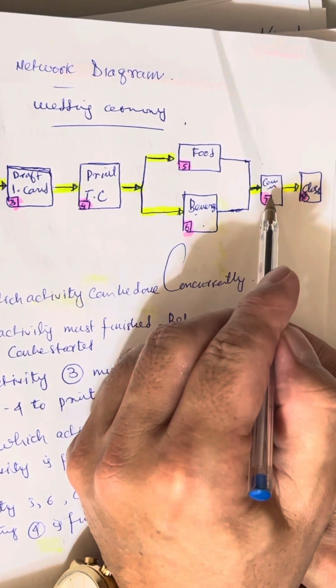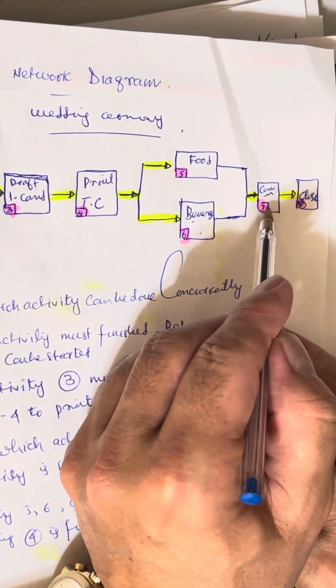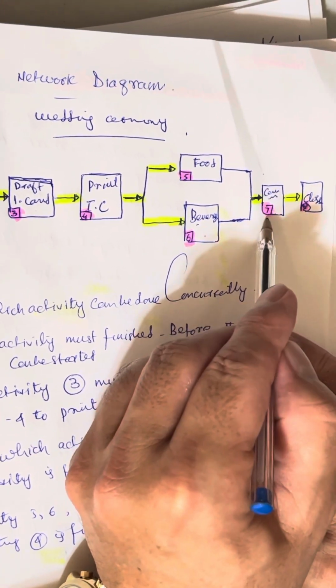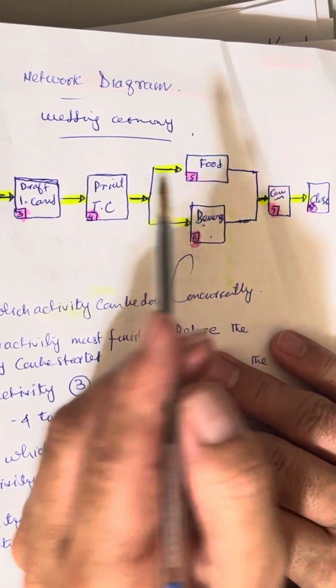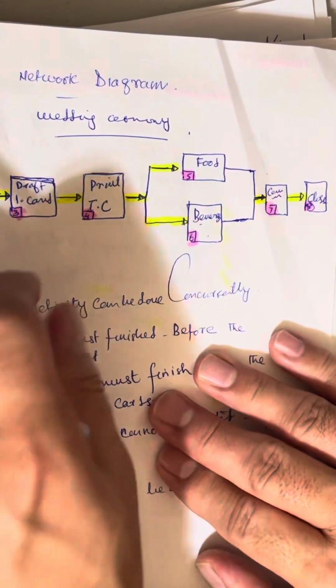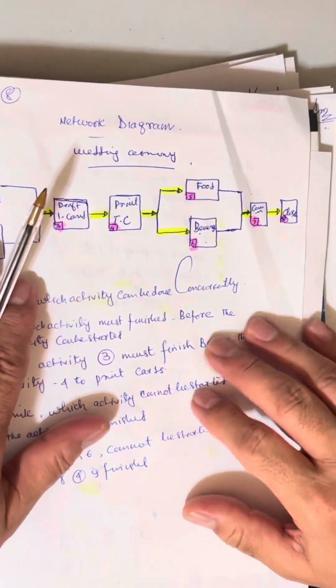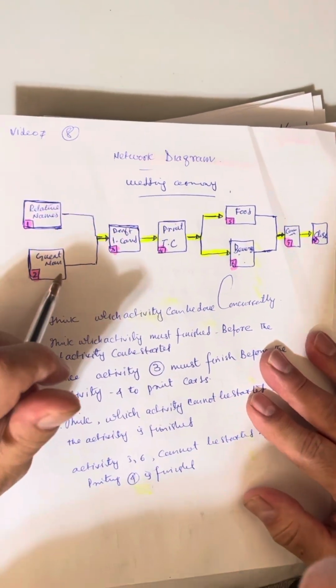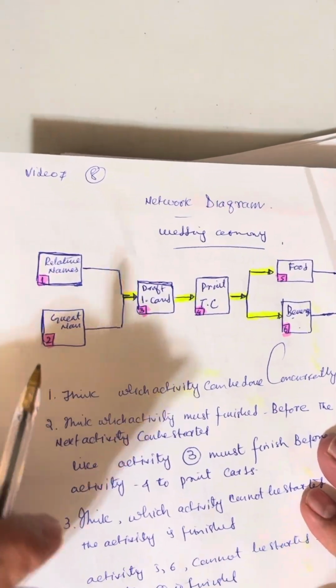So where both the bridegroom and the bride take the oath and ceremony. So this is activity number 7, and the last is the closing. We wind up everything. So this is the network diagram. And in the next video we will put the duration and the responsibility.